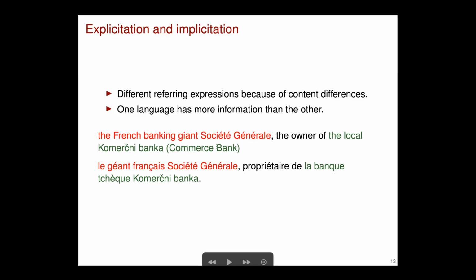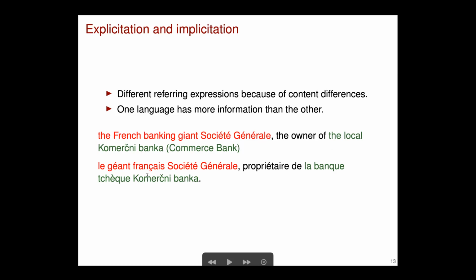So one example that I have here is this English and French text, and both of them are actually translations of the same Czech original that I don't have here because I couldn't find it. But both of these are from a WMT data set and have been translated from Czech. And it's about a French bank, Société Générale, which owns a Czech bank. In the English translation, it says "the French banking giant Société Générale, the owner of the local Komerční banka, Commerce Bank", where you can see that in the Czech original, it said "the local Komerční banka" because Komerční banka is a Czech bank, but then they translate the Czech name of the bank because this is not obvious to English readers, and they mention that Société Générale is a French banking giant.